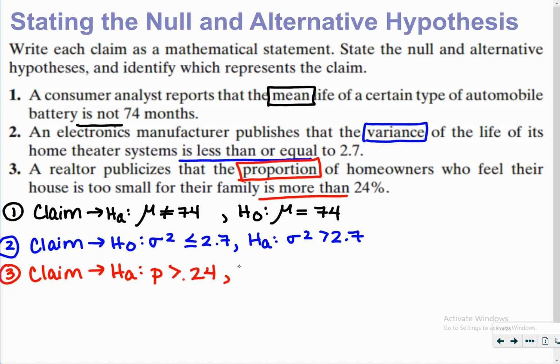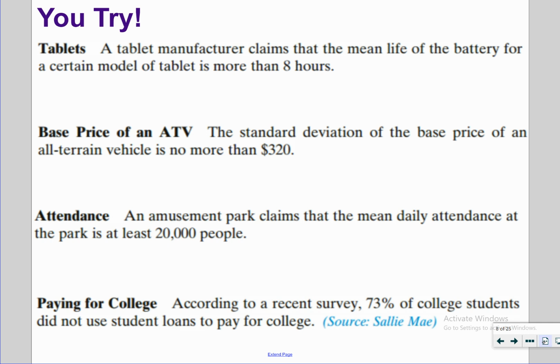Okay, so then the null hypothesis for my proportion would be if I'm not greater than, what am I? Less than or equal to 0.24. Okay, any questions? All right, the last slide is yours to try. I want you to do the same thing as we did on the last slide, okay? So write the null, write the alternative, and label which of the two is the claim. And then we'll put them up on the board and check them.